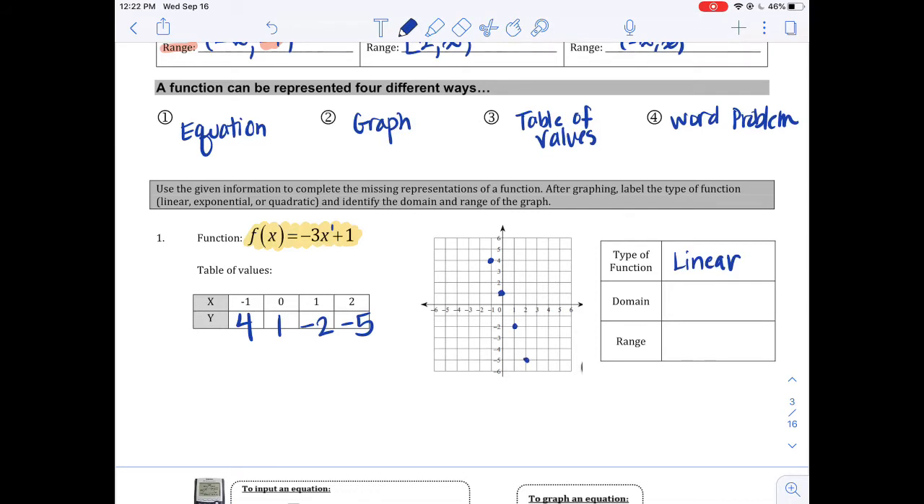In your note packet, you should be graphing these with a straight edge. I'll do my best. It should go through all 3 points, and so we have our graph. And then I can also identify the domain and range. The domain, we know for linear functions, is always negative infinity to positive infinity, as is the range. So again, let's go through those 3 different representations, or 4, or 3 in this case. We have our function, which helped us find our table of values by using Desmos, and it helped me create a graph.